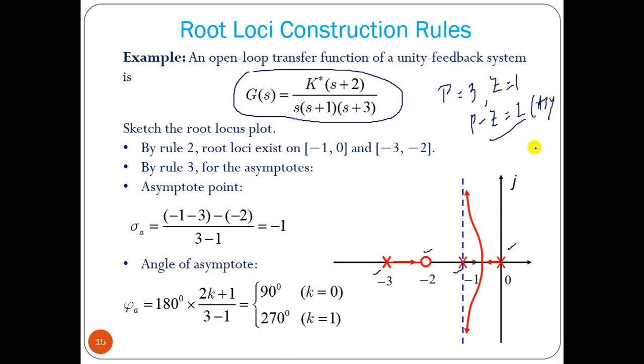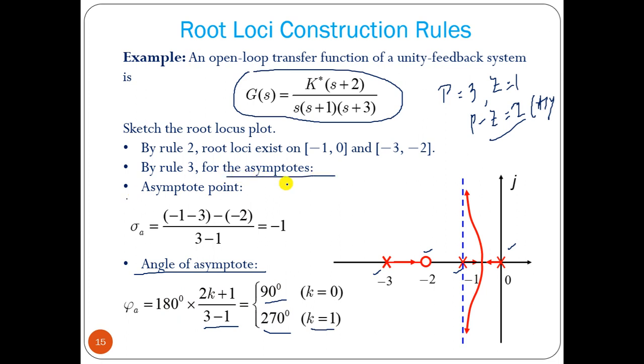Okay, so the number of angles should be 2 only. K value should be 0 and 1, that is 0 to p minus z minus 1, so that will be 0 and 1. So the angle of asymptote we have to find out. K equal to 0 you have to put, here it is 3 minus 1, so 90-degree, and k equal to 1 if you put, it will be 90 into 3, so 270-degree. Fine. And the centroid value you have to find out.